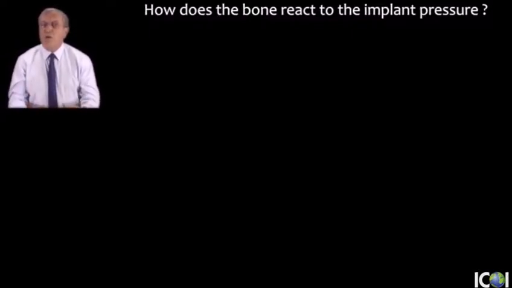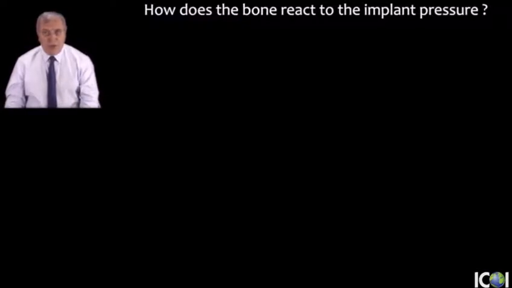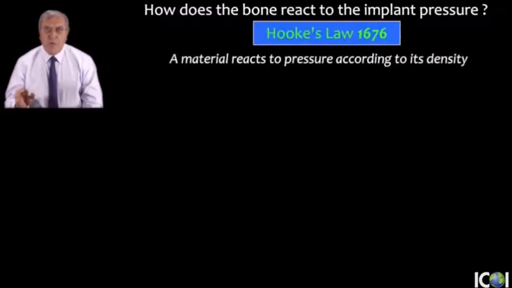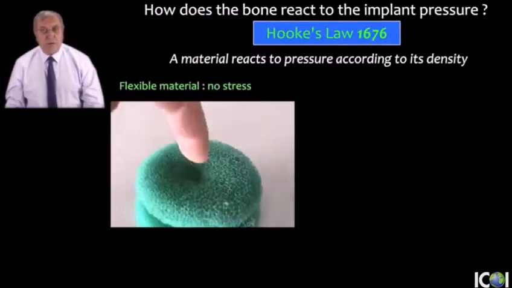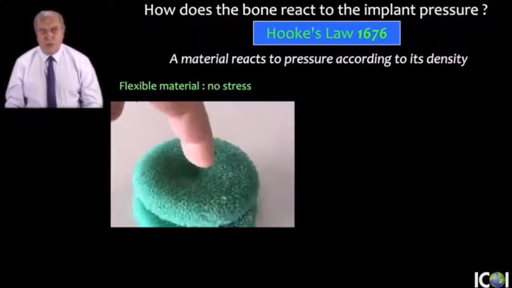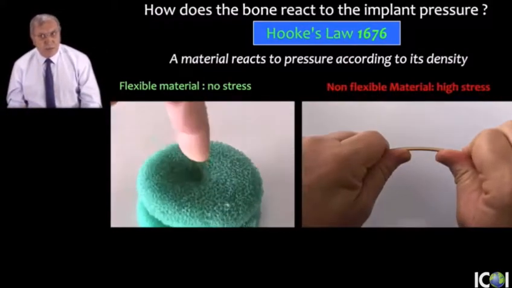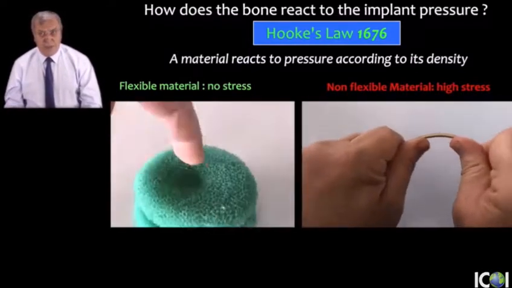We put the implant, we torque it in order to get a good stability, but what is the reaction of the bone? We have the answer since more than 300 years, from Hooke's law: a material reacts to pressure according to its density. What does it mean? If your material is soft, flexible, there is no stress, like when you press a sponge. If your material is dense, then you have a high stress and the material will break. Exactly like with the bone.